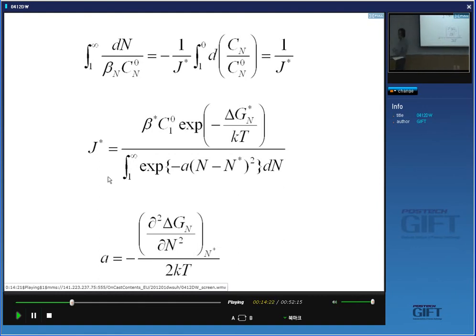Then the next problem is how to handle this frequency spectrum. This is roughly the number of nucleation sites. This is the activation energy to obtain the critical nucleus, the critical cluster, the activation energy to obtain the cluster with critical size. There is no difficulty in the upper part. The problem is the lower part of the equation. So the problem is how we can handle it.